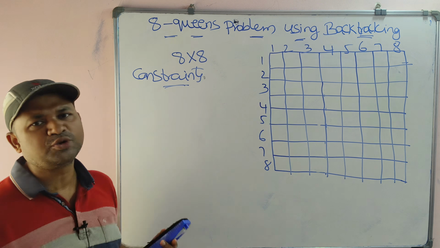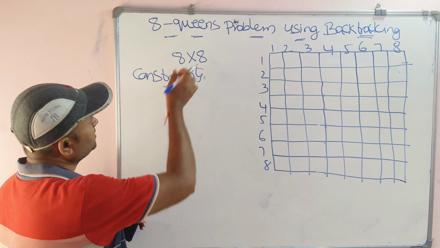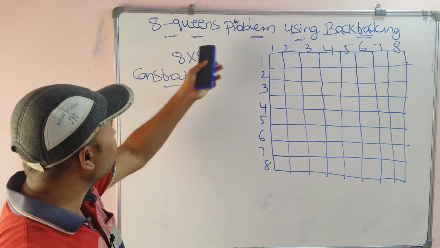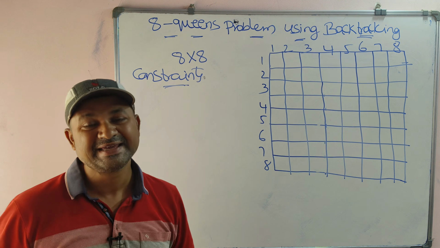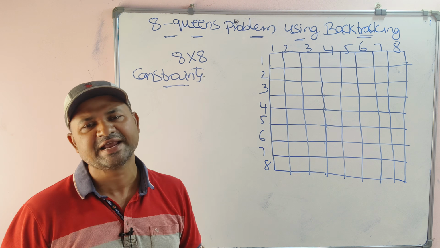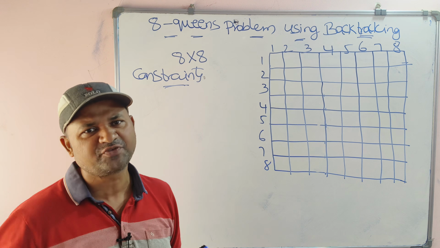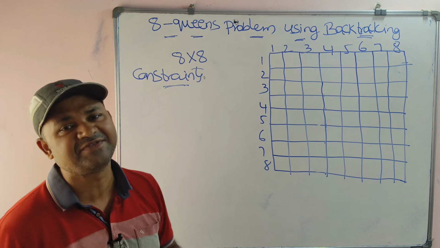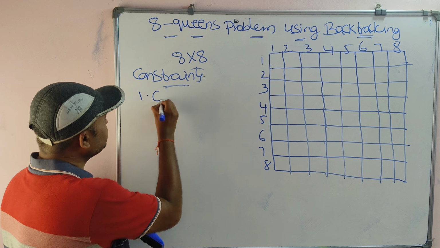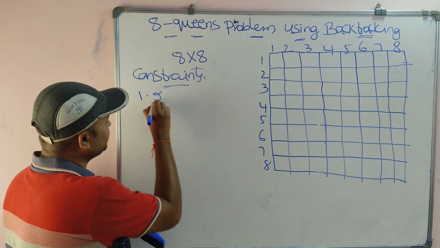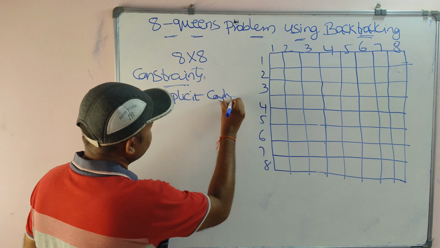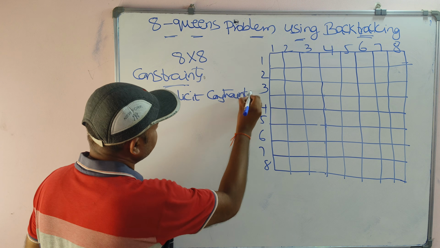Here we have two types of constraints in backtracking. So we have to implement this concept using backtracking. The 8 queens problem comes under the n queens problem. We have mainly two examples of the n queens problem. First one is the 4 queens problem. Second one is the 8 queens problem. So let us see the constraints here. The first constraint is implicit constraints. Here we have 3 implicit constraints.